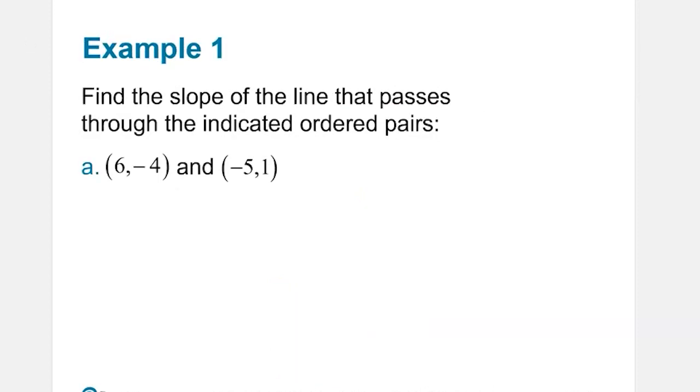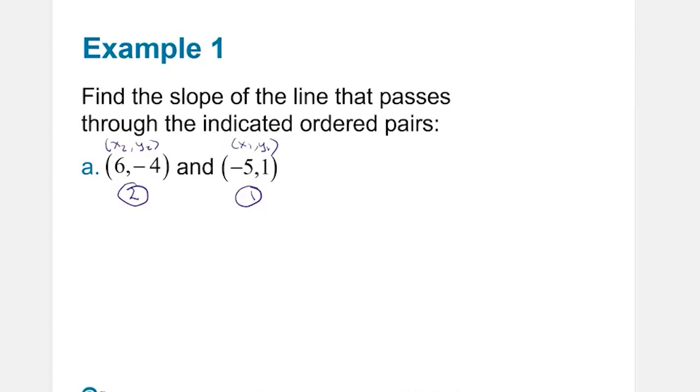So it says, find the slope of the line that passes through the indicated ordered pairs. So for this, I'm going to call, actually this time I'll do it differently, because again, it doesn't matter what I call what point. Okay. So I'll call this one 2 and I'll call that one 1, which makes this one x2 comma y2 and this x1 comma y1. You could do it the other way. Again, it doesn't matter, okay?